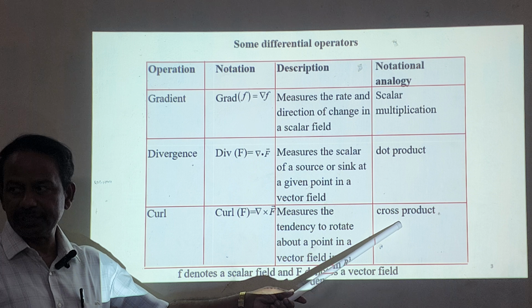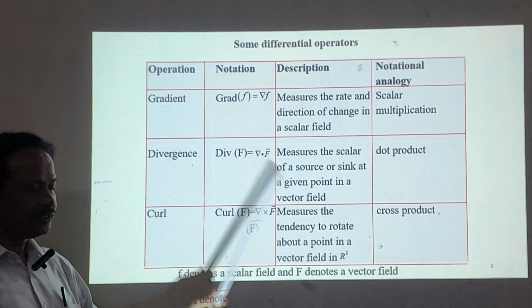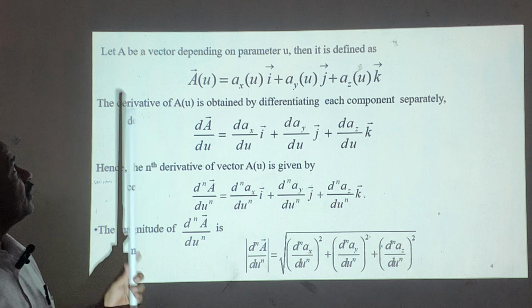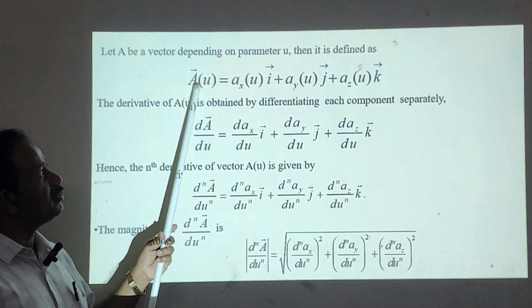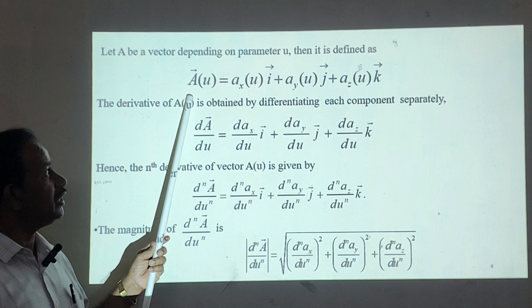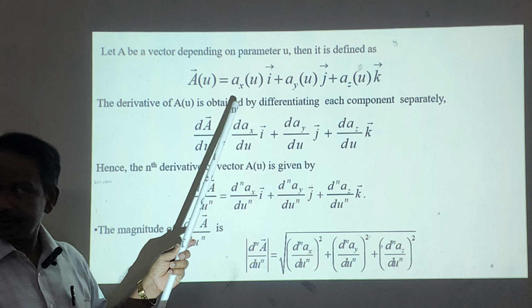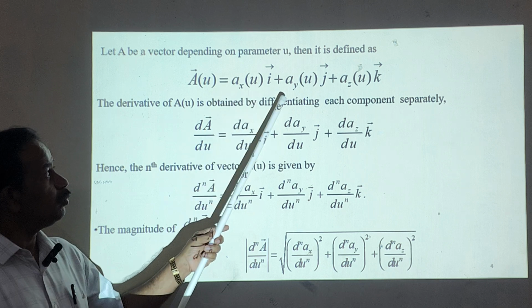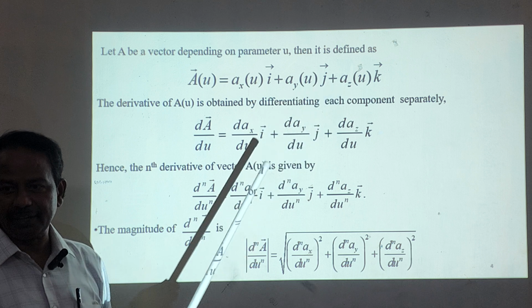So this is called a cross product. This is a dot product. This is scalar multiplication. These three things we are going to learn. Now let A be a vector depending on parameter u. So A depends on u, then it is defined as a vector A which is equal to Ax of u i plus Ay of u j plus Az of u k.